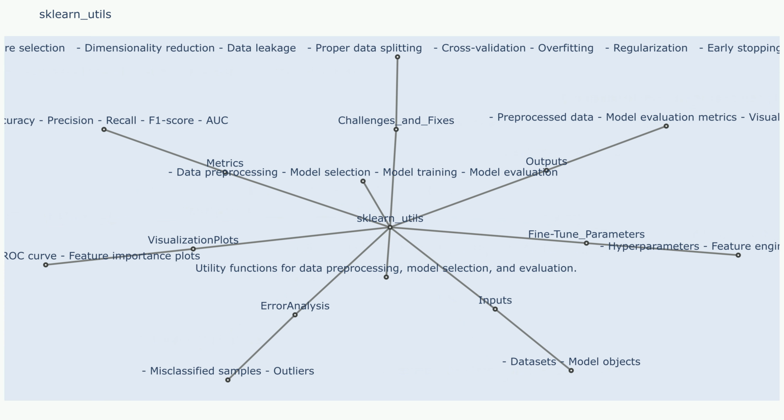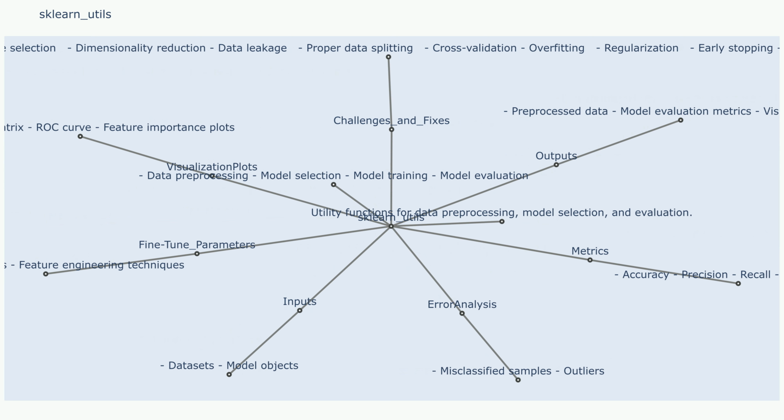Outputs. Output 1. Explain in detail. The outputs of sklearn utils vary depending on the function. Common outputs include processed data. Data preprocessing utilities might return the transformed dataset after applying scaling, encoding, or other operations.